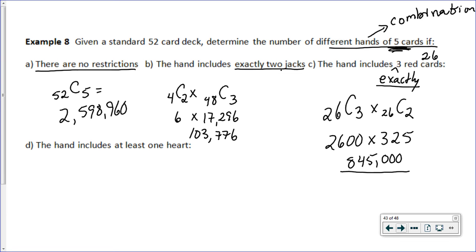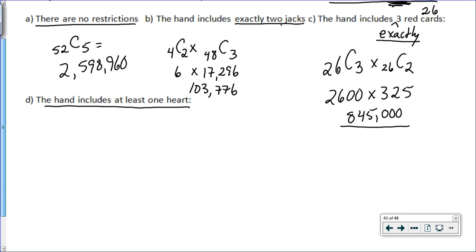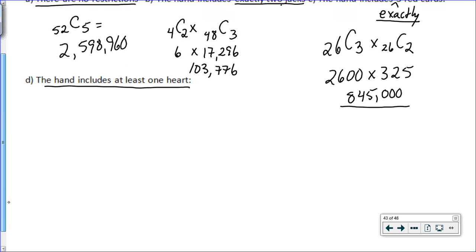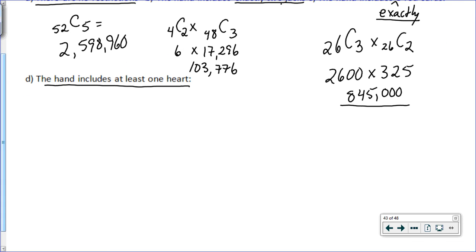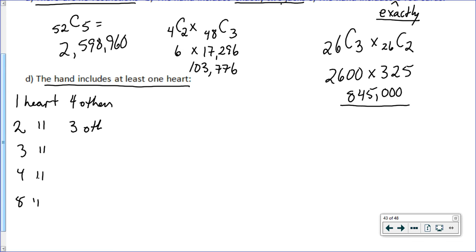Down here, the hand includes at least 1 heart. So this one is considerably more work to add up all the different combinations here. So maybe this is a good point to pause and try that one out. All right, so hopefully you saw that you could have 1 heart and 4 others. Or you could have 2 hearts, or 3 hearts, or 4, or 5, and then the remaining would be 3 others, 2 others, 1 other, and here 0 others. And each of these hands has at least 1 heart.